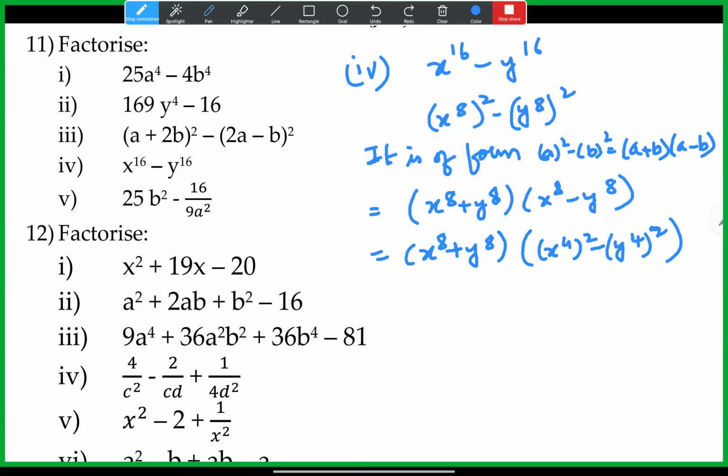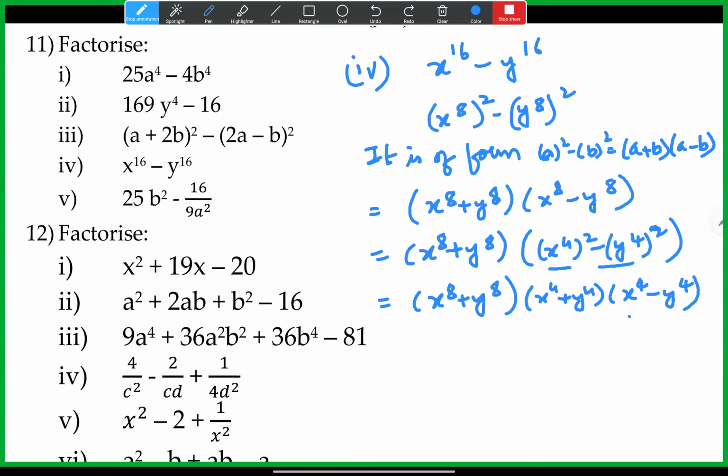No, sir. Now this thing, can you tell same way, Maisha? Now this part, x power 8 plus y power 8 will repeat as it is. Cannot do anything further. This looks again like a square minus b square, where a is x power 4, b is y power 4. So x power 4 plus y power 4 into x power 4 minus y power 4.